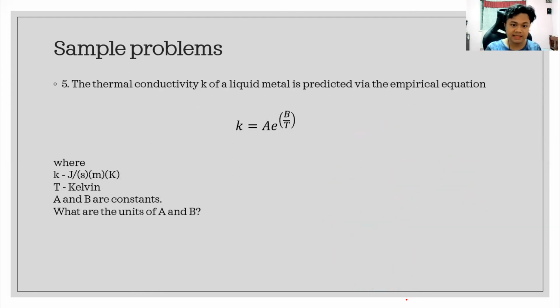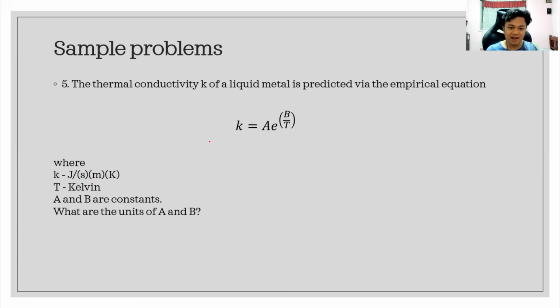Now let's move on to the last problem. So this is really actually easy. This is actually easy, guys. The thermal conductivity K of a liquid metal is predicted by the empirical equation K is equal to A times E raised to B over T, where K is the thermal conductivity that has units joules per second per meter per Kelvin, or watts per meter per Kelvin. Then T is in Kelvin, and A and B are constants. So what are the units of A and B?